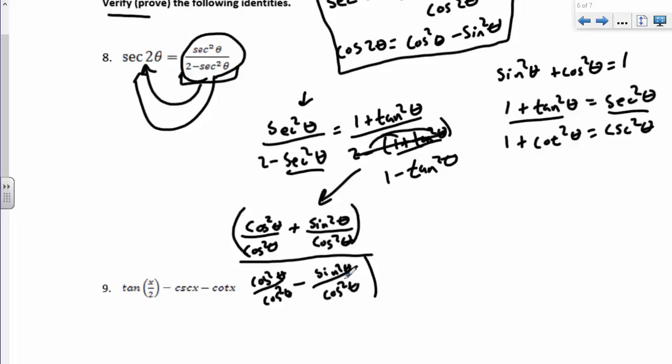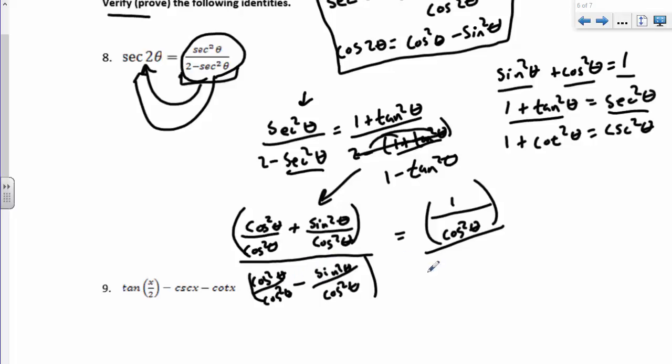Okay, now keep in mind when I do this, I have a common denominator, so I have cosine squared plus sine squared on the top. Cosine squared plus sine squared is the same thing as 1. So that's another identity that we're using. And we have a common denominator of cosine squared theta. This is the top portion of my fraction.